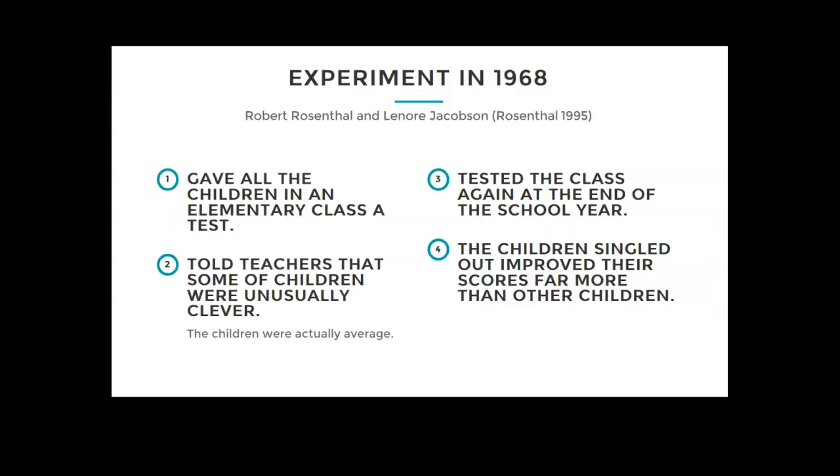There was an experiment done years ago, but it's been repeated, where they gave everybody in a class the same test. And we told teachers that some of them were children who were clever. They weren't. And some of the children were not clever. They were the same kids. So they tested the class at the end of the school year, and the children who the teachers believed were clever improved more than other children.